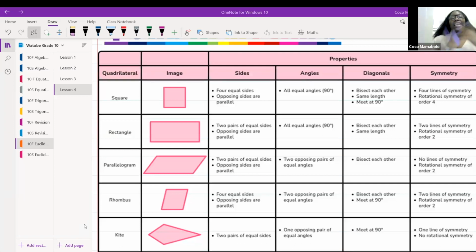All right. So some of us actually do know the properties of quadrilaterals. So we're going to put these to the test today. We're going to start with something.